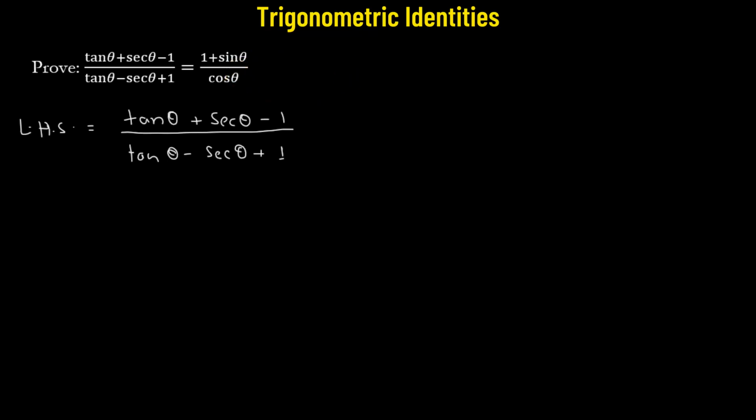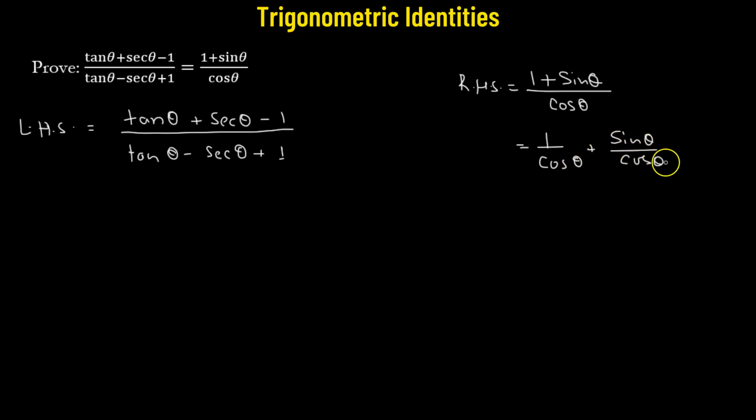Let's try to simplify the expression on the right hand side. Now on the right hand side, we have (1 plus sine theta) divided by cosine theta, which can also be expressed as 1 over cosine theta plus sine theta over cosine theta, which will be equal to, now 1 over cosine theta, that's secant of theta, because secant is the reciprocal of the cosine function, plus sine over cosine. This ratio is the tangent function, so we have tangent of theta.